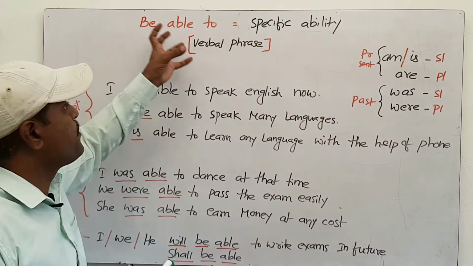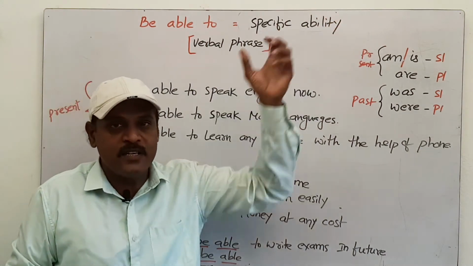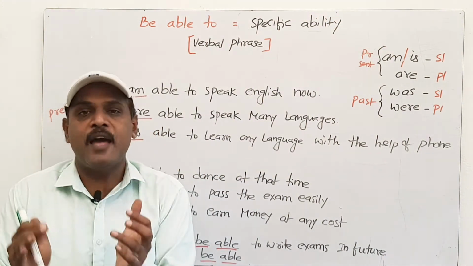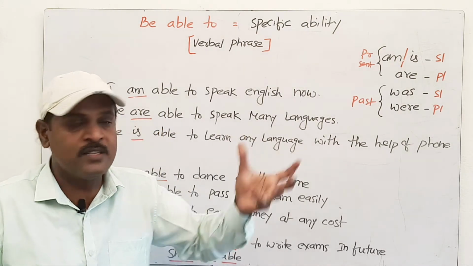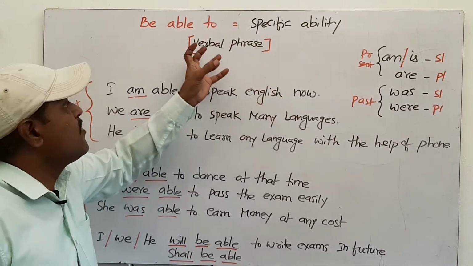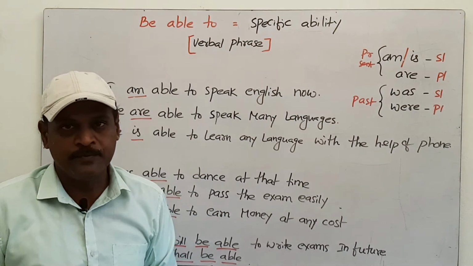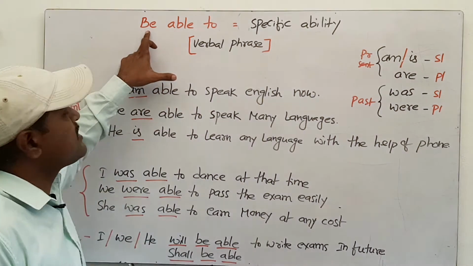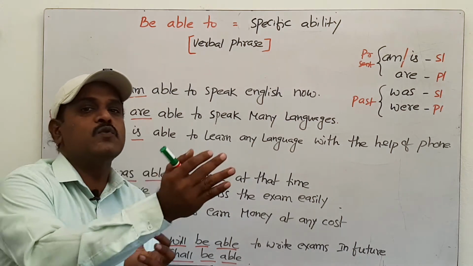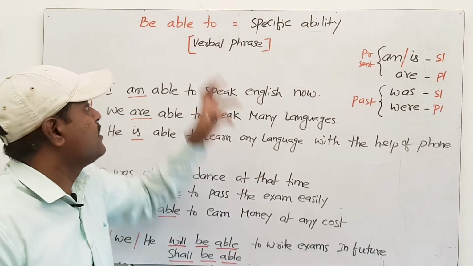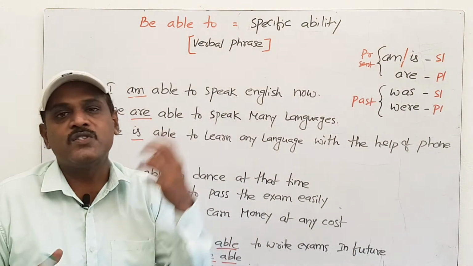Next thing is be able to. Be able to expresses specific ability. It means in some period of time, in a particular time, if you want to say our ability at that time, you need to use be able to. It is a verbal phrase. In case of can, it is a modal helping verb. Here be means be forms. We use be forms as per tenses, then able to, and then we need to use V1. V1 means the first form of the verb.